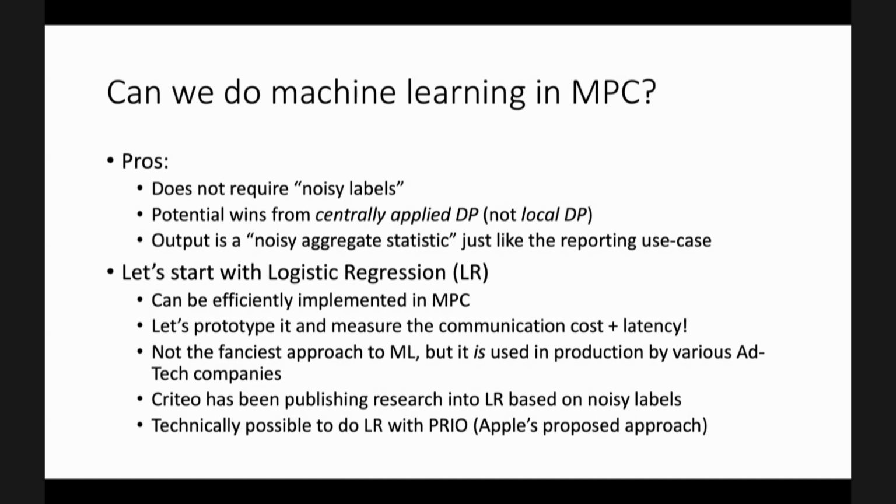So I think what we're going to do is start with something really basic, like logistic regression. This is not fancy, it's not a deep neural network, but it is used in production by various ad tech companies. It's not terrible. For certain use cases, it's probably okay. And the cool thing is we can actually implement this efficiently in MPC. Criteo has been publishing lots of research into logistic regression based on noisy labels. I'm hoping for us to start implementing logistic regression in MPC so we can start measuring how expensive this is, how long it takes, how useful it is.